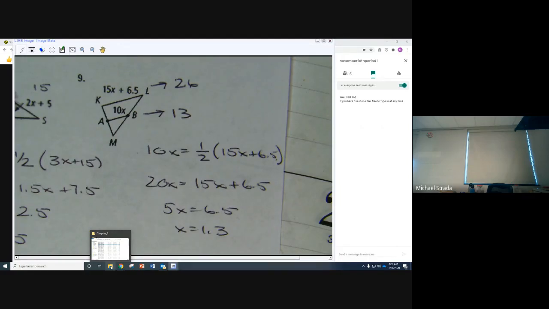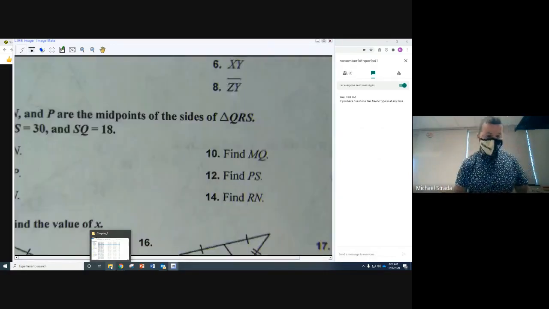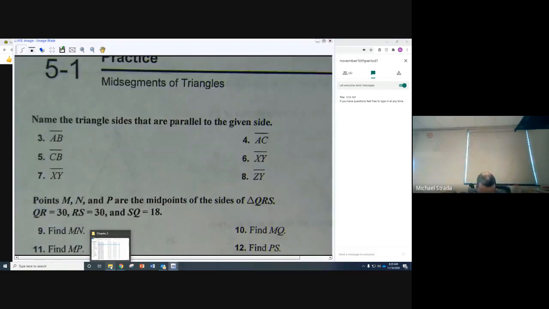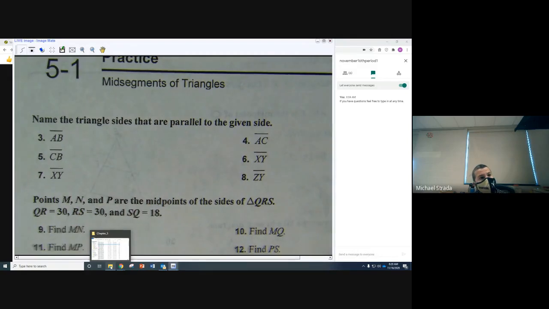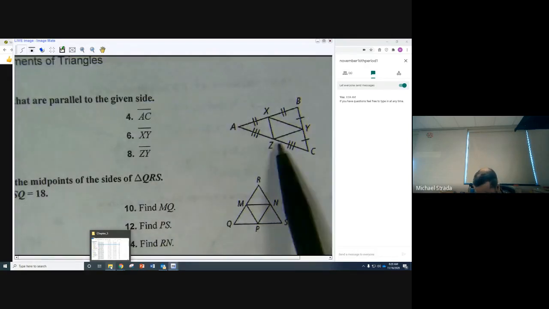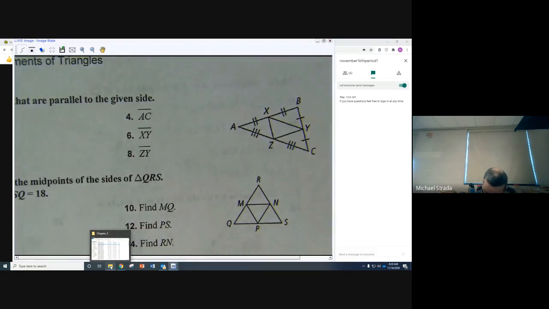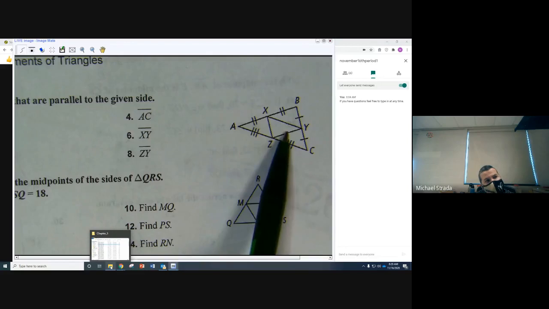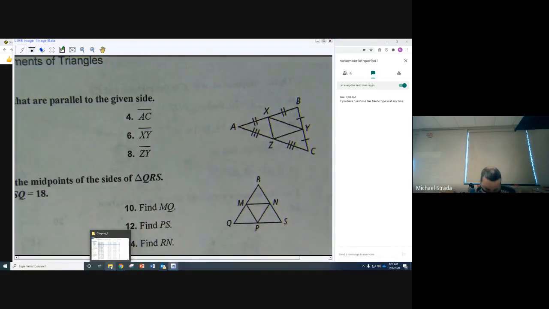Well, the assignment in front of you is due tomorrow at midnight. Okay? In the first 6, name the triangle sides that are parallel to the given side. All you're looking for is if they give you a side like AB, then the parallel side would be the mid-segment. If they give you the mid-segment instead, for example, XY in number 6, all right, then the parallel side would be the side opposite it.